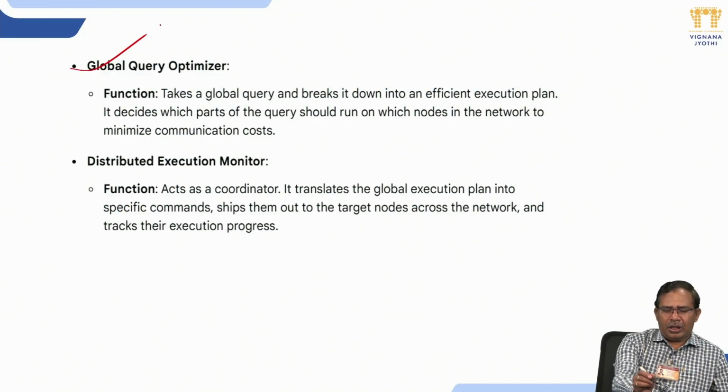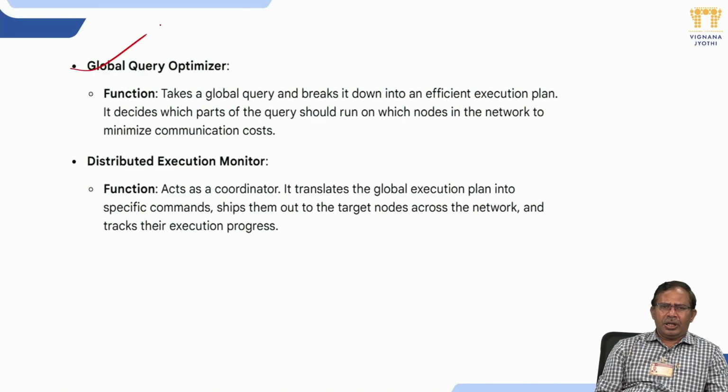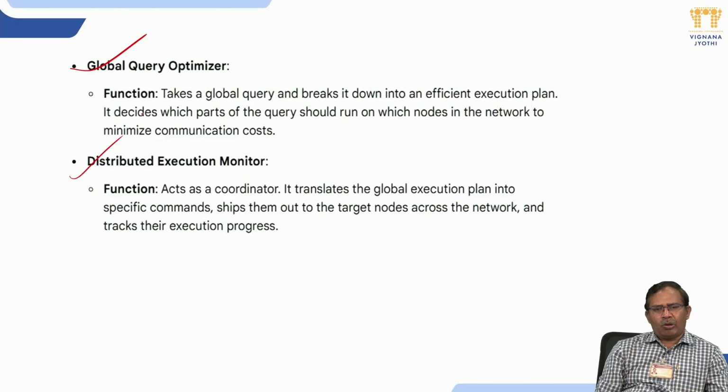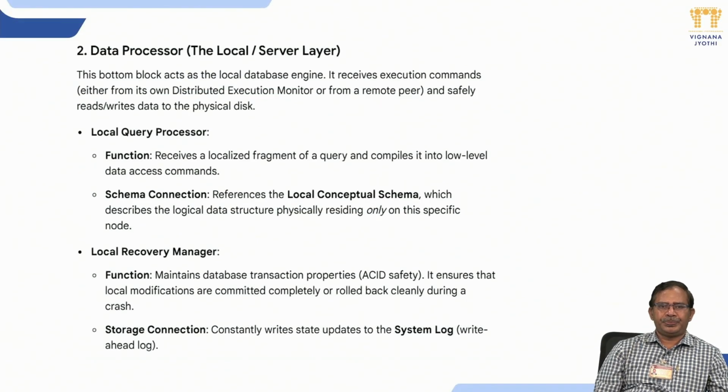Then the global query optimizer, it is looking for executing the query with the minimum cost. That is its main functionality. Then the distributed execution monitor. It acts as a coordinator. It translates the global execution plan into specific commands. It ships them out to target nodes across the network and tracks their execution progress, looking for successful execution to return to the user.